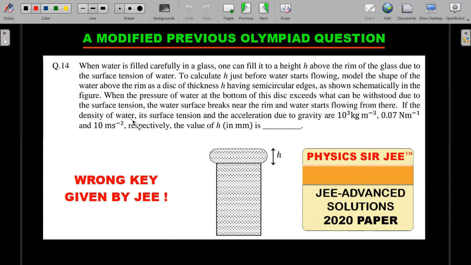If the density of water, its surface tension, and acceleration due to gravity are numerically given, estimate the value of height h at the time of breaking in mm, was the question. This was a numerical based question. You can answer it up to 2 significant figures after the decimal place.